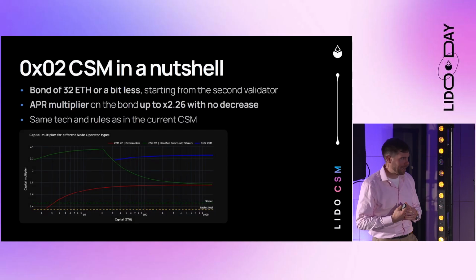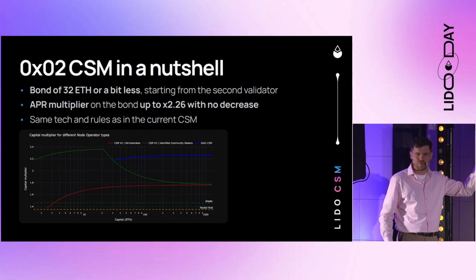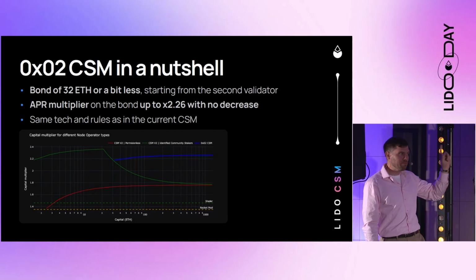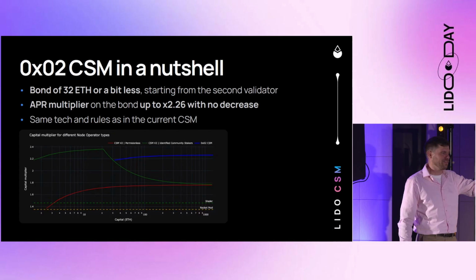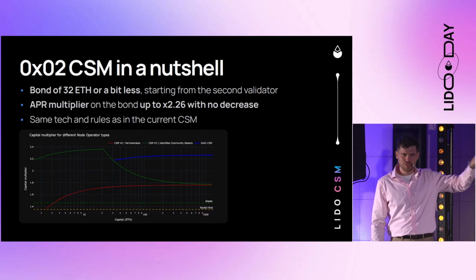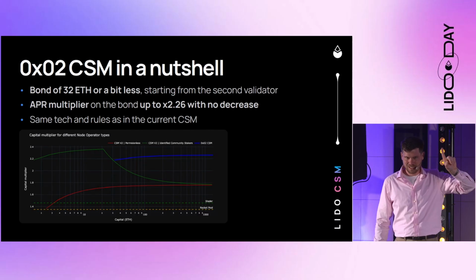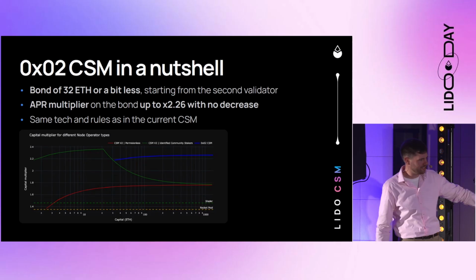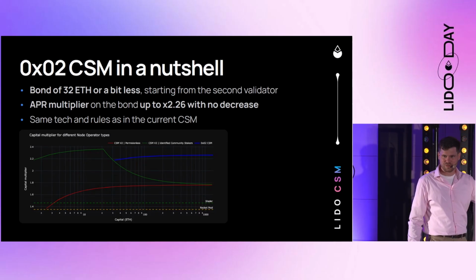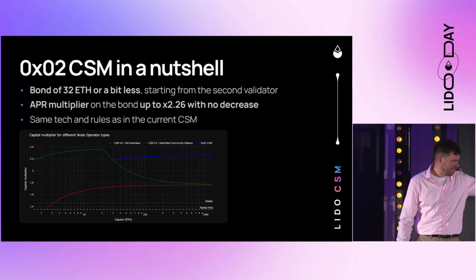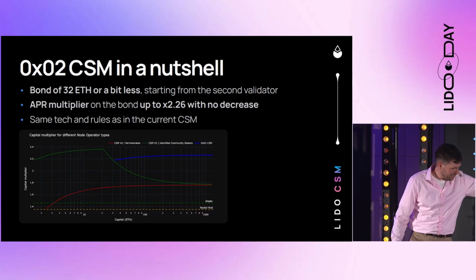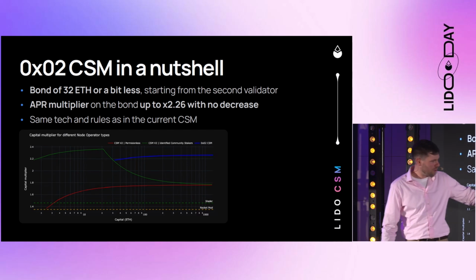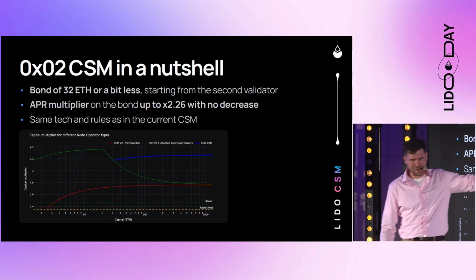And let's wrap it up for 0x02 CSM. So, a bond of 32 ETH or even less, starting from the second validator. APR multiplier, and this is where I want to put specific stress: an APR multiplier of 2.26, which in current terms is roughly 6%. But as you can see on the graph, for ICS, for identified community stakers in the current CSM, you can get to a higher value. But then the curve drops. For 0x02 CSM, there is no drop. It's only forward and upward.